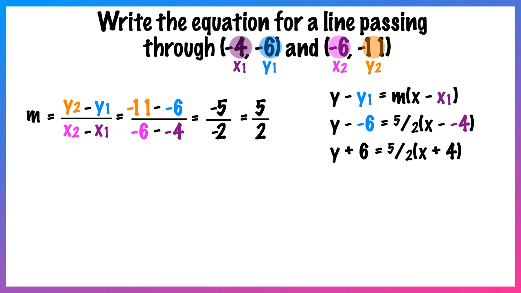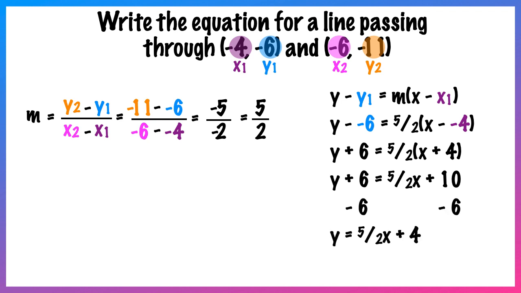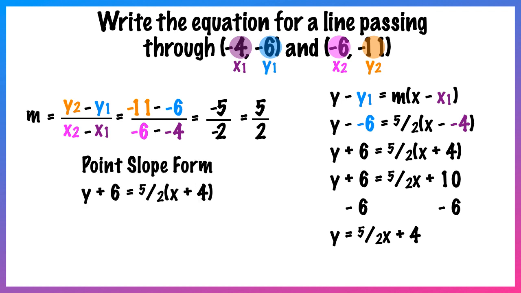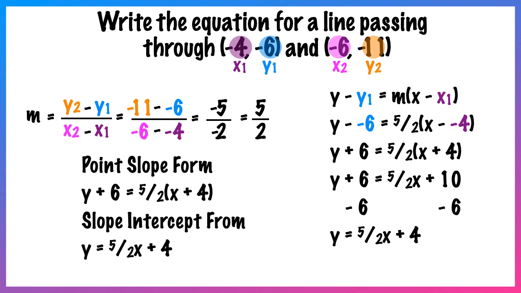Let's go ahead and convert it to slope-intercept form. We'll start by distributing. So I get y plus 6 is equal to 5 over 2x plus 10. We'll subtract 6 from both sides, and y is equal to 5 over 2x plus 4. So my equation in point-slope form is y plus 6 is equal to 5 over 2 times x plus 4, and in slope-intercept form it is y is equal to 5 over 2x plus 4.